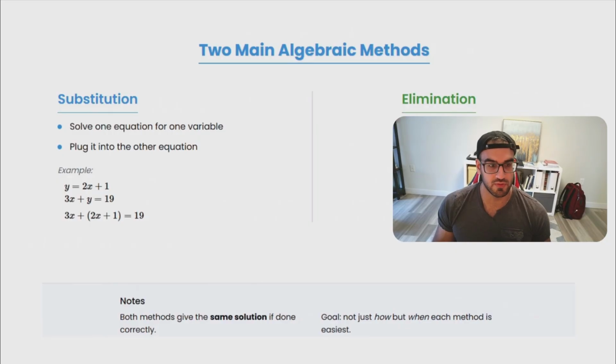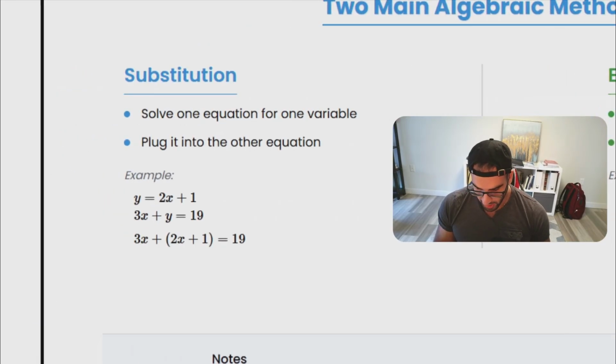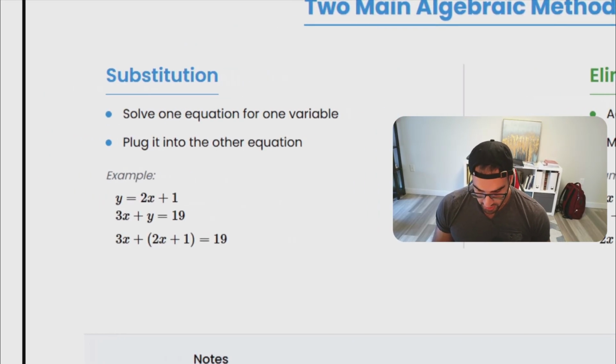Imagine that you have this equation. You have y equals 2x plus 1, and 3x plus y equals 19. So at this point, I know for a fact that these two are going to have an intersection. Why? Because if you rearrange that, you will understand that the slope of this one, m, is 2, and the slope of this one is going to be -3.